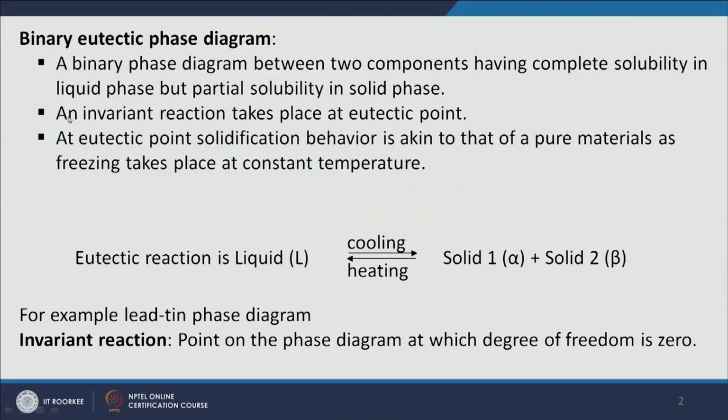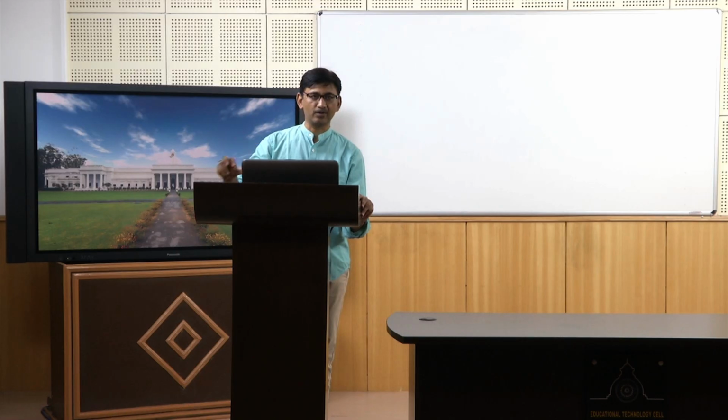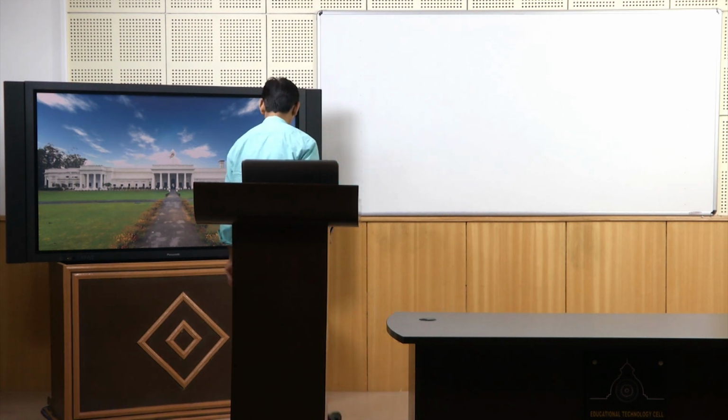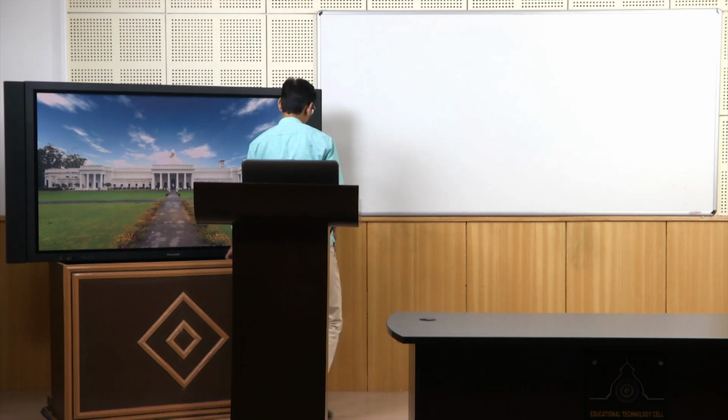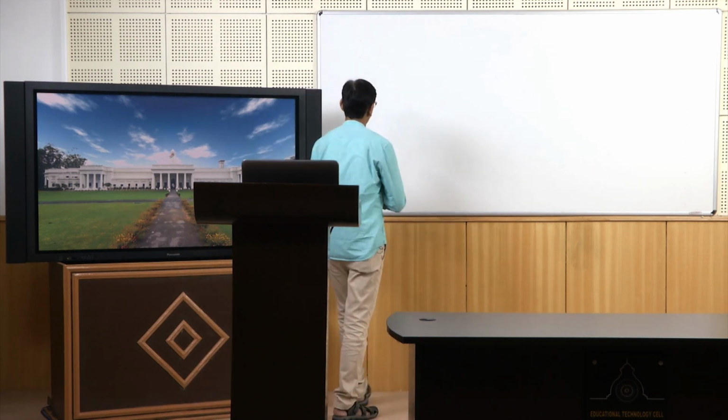When this type of partial solubility happens, you also get an invariant reaction at the eutectic point. We will see what we mean by an invariant reaction and what a eutectic point is. At the eutectic point, the solidification behavior is akin to that of a pure material, as freezing takes place at constant temperature. If you remember, in a pure component, if you plot the time-temperature profile, the transformation takes place at constant temperature. This is what we discussed.